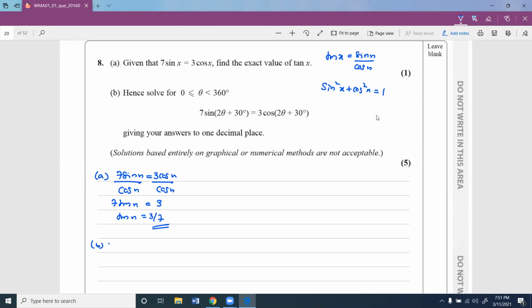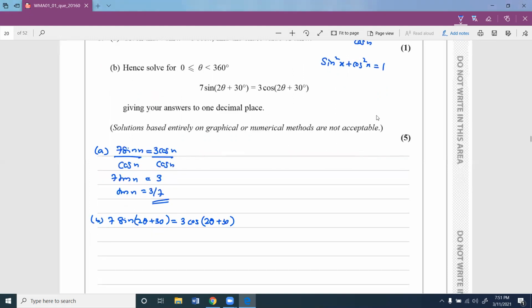The question is 7 sine (2 theta plus 30) equals 3 cos (2 theta plus 30). For the convenience of the calculation, we use a trick. We need to find the solution for theta in the range 0 to 360. So I'll take 2 theta plus 30 as x. Then you can say 7 sine x equals 3 cos x.